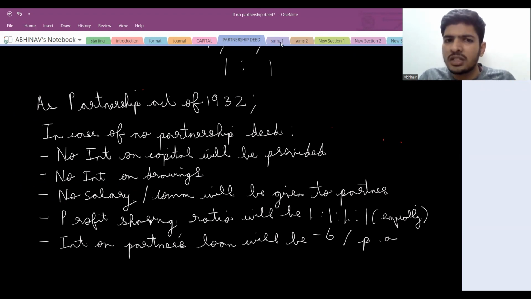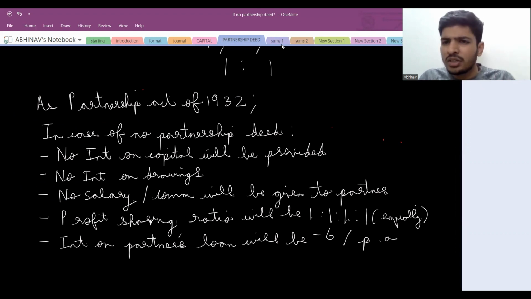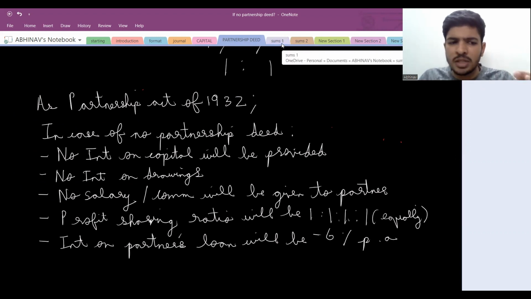It won't be sums based. But you keep these 5 points in mind. It's a very simple point to remember. No interest on capital, no interest on drawings, no salary, commission, and profit sharing ratio is 1:1, and interest on loan only 6%. That's all.